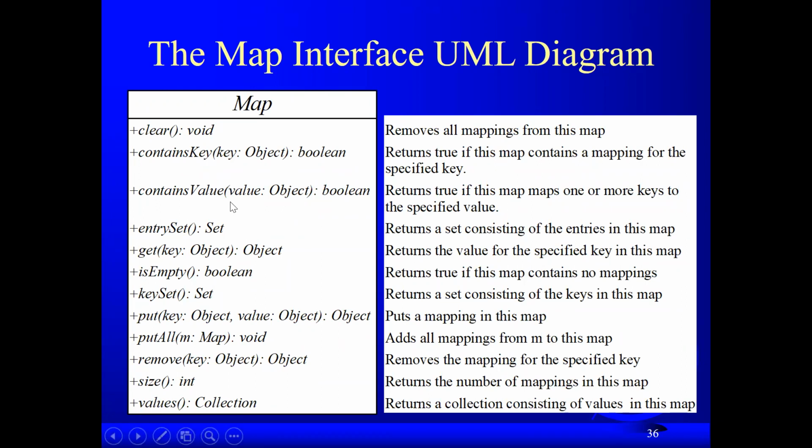Okay, containsValue. Similarly, if you want to check whether my map contains that particular value or not, in such cases you can go for this. What happens if this is not there? You have to traverse through each element and compare, and if it matches, then you get to know that yes, it contains. Instead of doing all that, you can directly check whether my map contains this particular key or particular value.